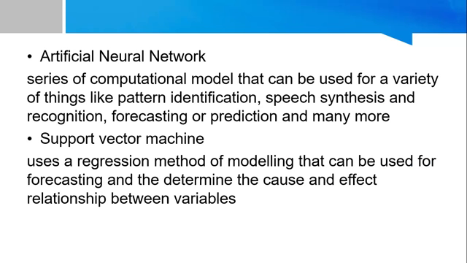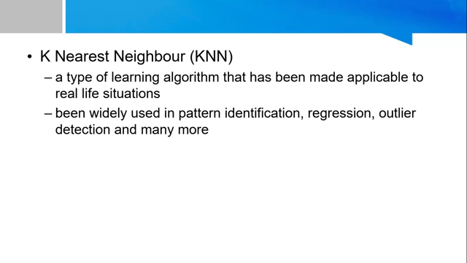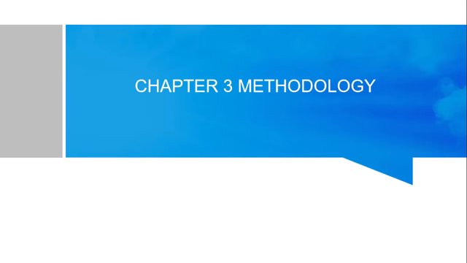And then we have the support vector machine, which uses a regression method of modeling that can be used for forecasting, and they determine the cause and effect relationship between variables. The other example of machine learning is the K-nearest neighbor, which is a type of learning algorithm that has been made applicable to real-life situations and is widely used in pattern identification, regression, outlier detection, and many more.